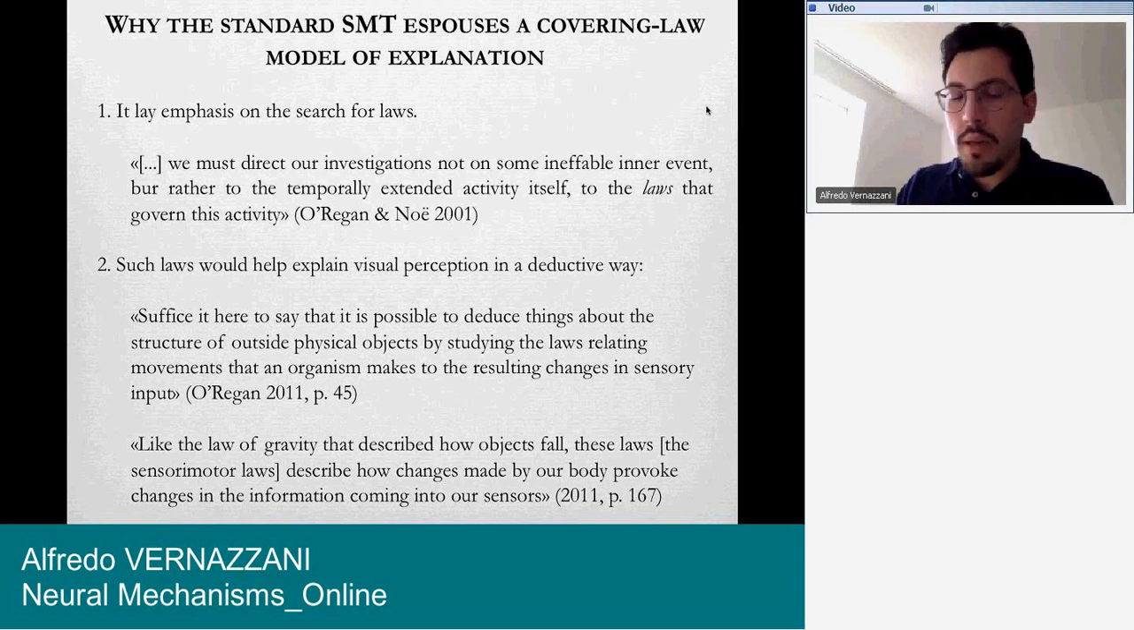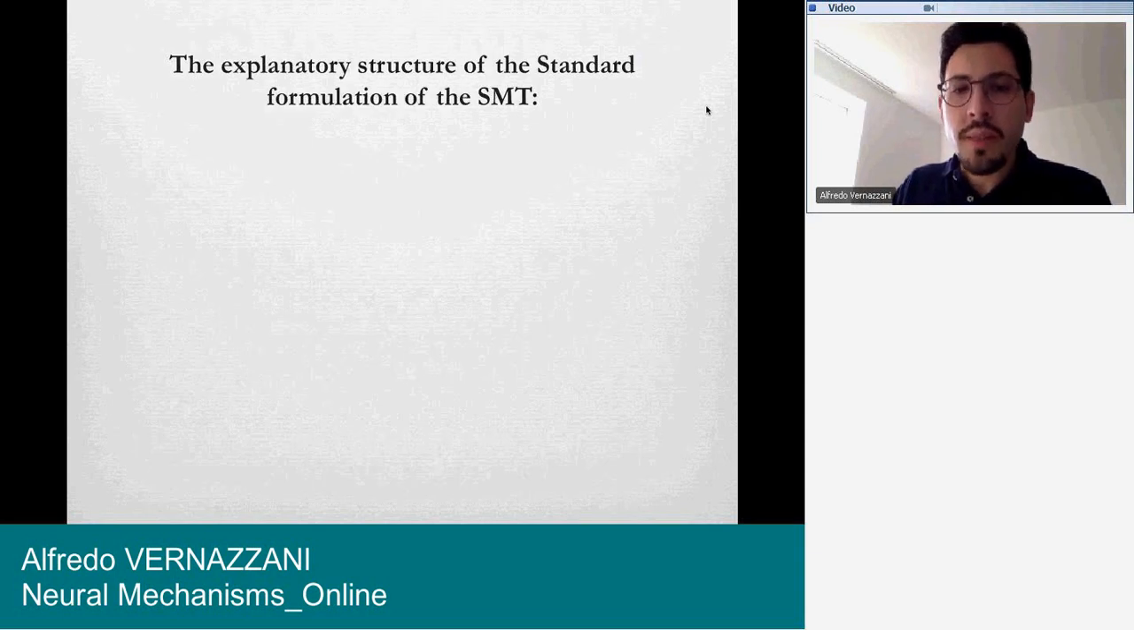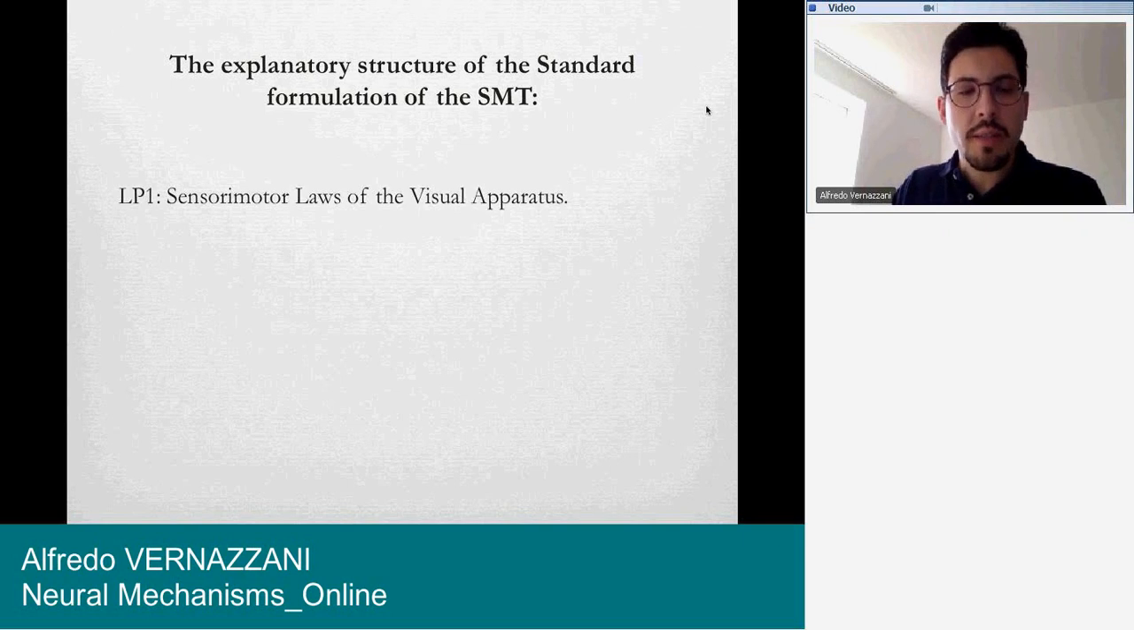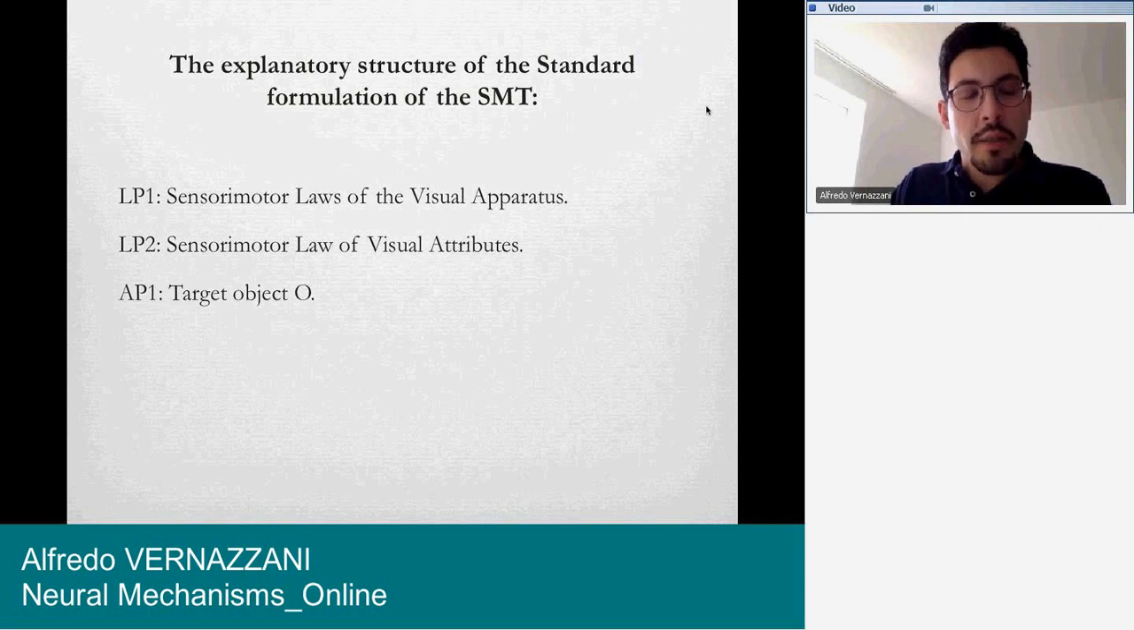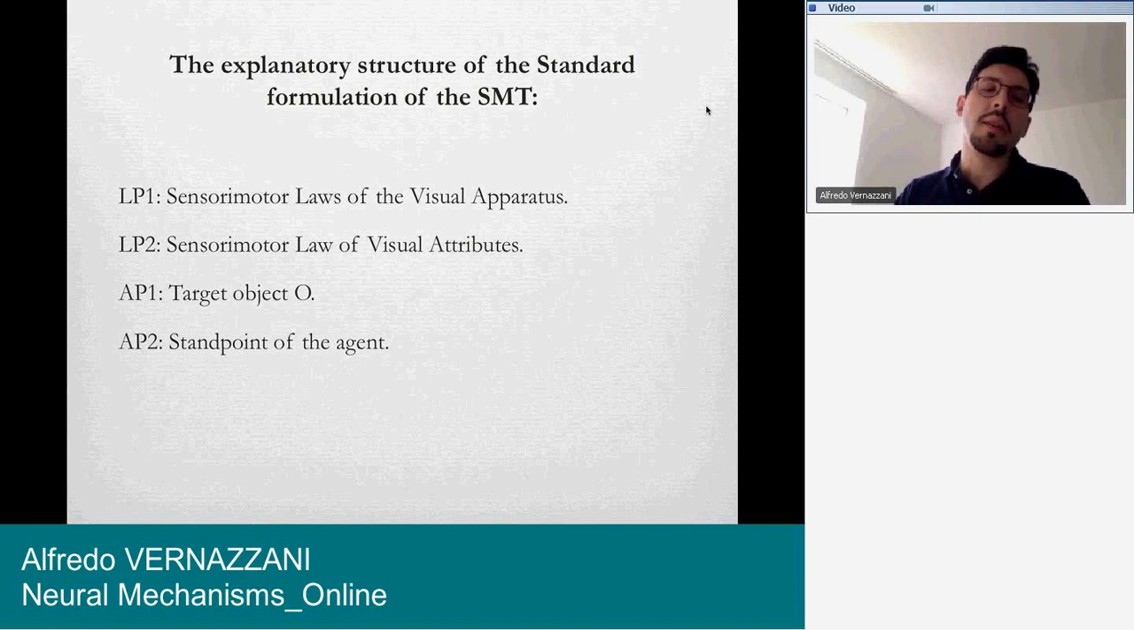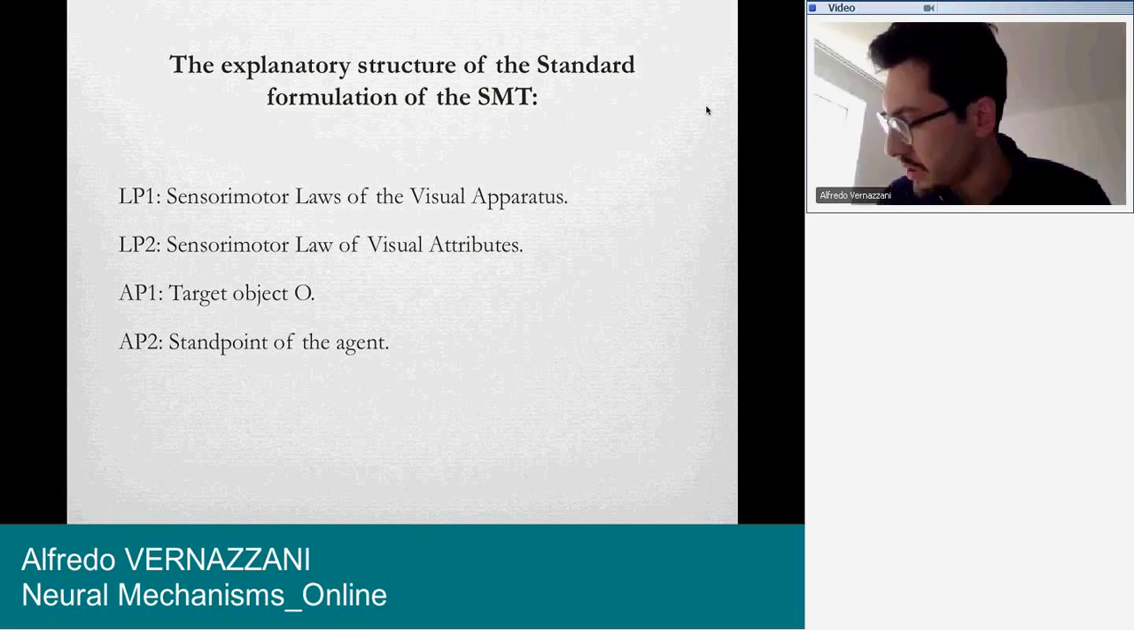Okay, so I think the basic structure of the standard formulation of a sensorimotor theory could be something like this. We have a set of premises. Among the first premises, we find sensorimotor laws of the visual apparatus. Remember the example of the eye. Another set of premises, again laws, would be the sensorimotor laws of visual attributes. That would be a plural here, actually, sensorimotor laws. Sorry for forgetting the S. Another set of premises would be the statements of antecedent conditions, commenting on it in a second, and the second set of premises is the standpoint of the target.